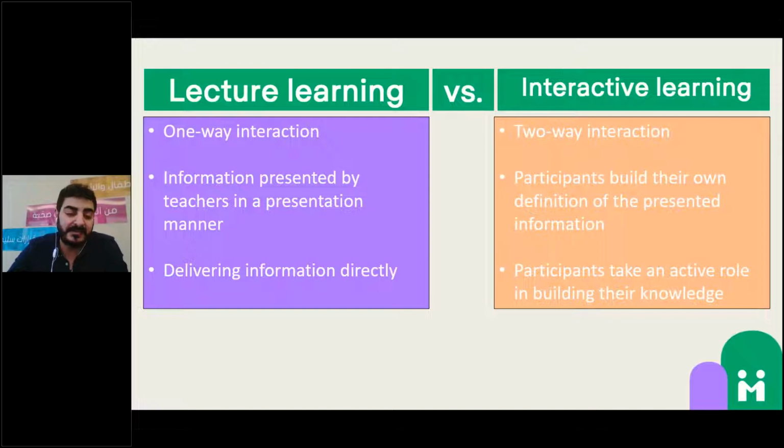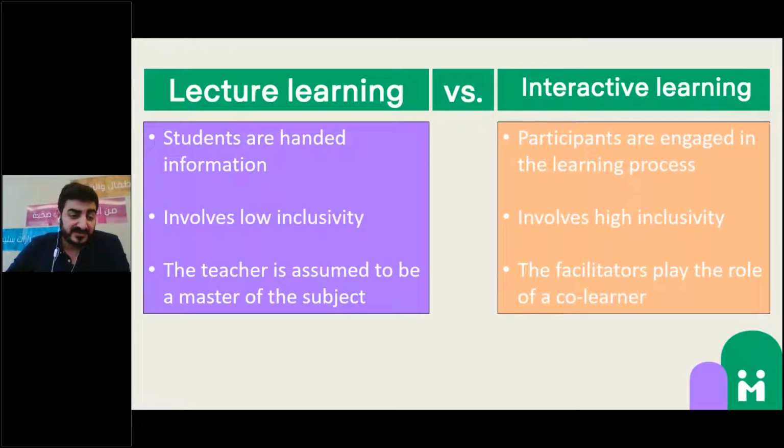And when we are talking about skills and we want to change the behavior, change the attitude, people should practice the skills that we are trying to teach them, and they have to take an active learning role in building their knowledge. Because if they don't do this, if we just provide them with the information, they will not be able to understand it well and to believe in its importance. Students are handed information in the lecture learning. However, the participants are engaged in the learning process.